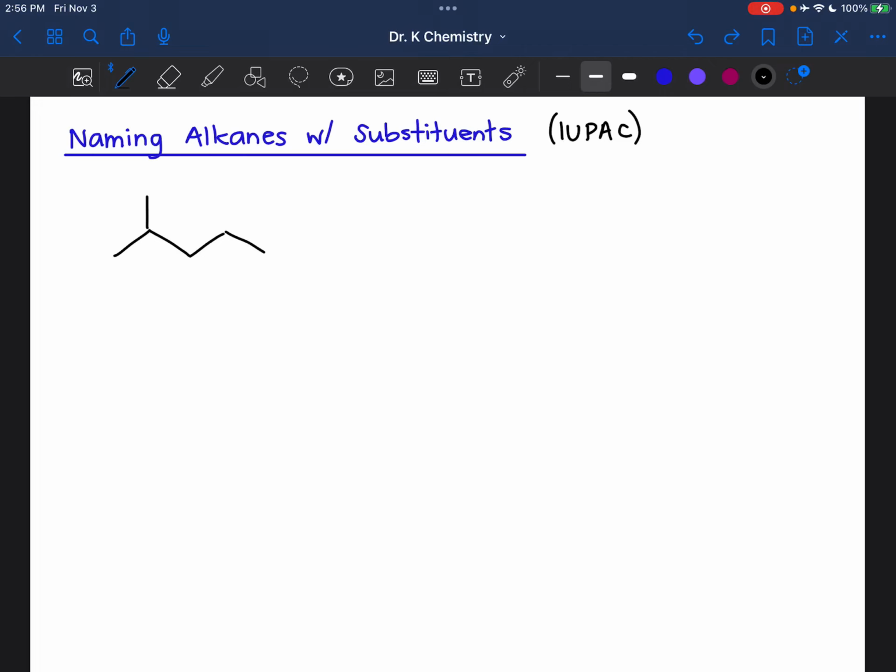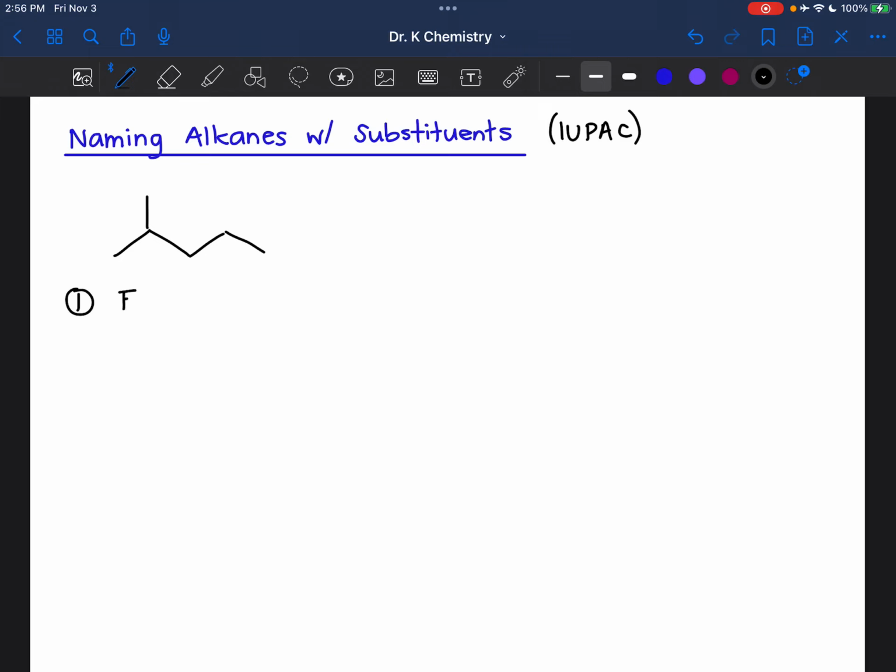In the previous video, we learned how to name unbranched alkanes and how to name substituents. And we did each of those individually. Now we're going to put all of that together and name alkanes that contain substituents. And we call this the IUPAC system. So this is just the systematic way of naming all of these molecules.